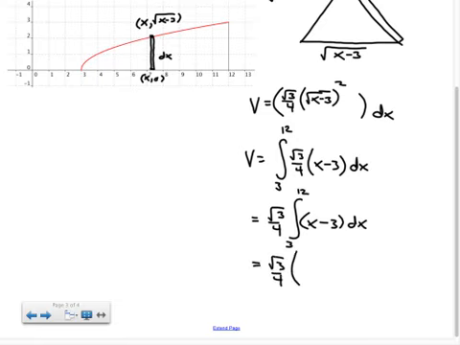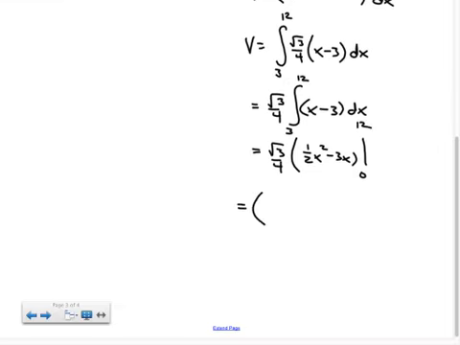The antiderivative is going to be 1/2 x squared minus 3x from 0 to 12. And as always, I want to put two big parentheses with a subtraction sign. So I have square root of 3 over 4. I'm plugging in a 12. I'm going to get 144 over 2, which is 72 minus 36.